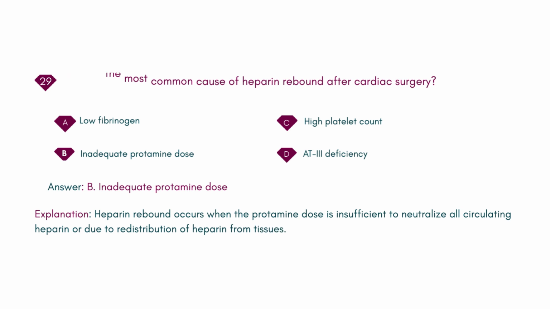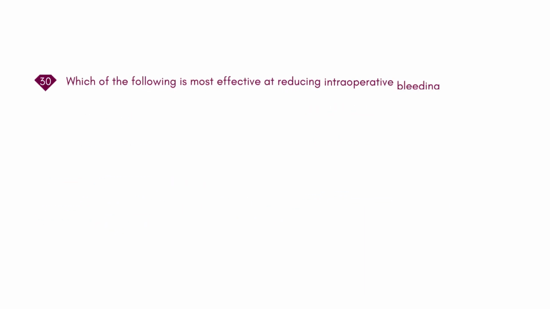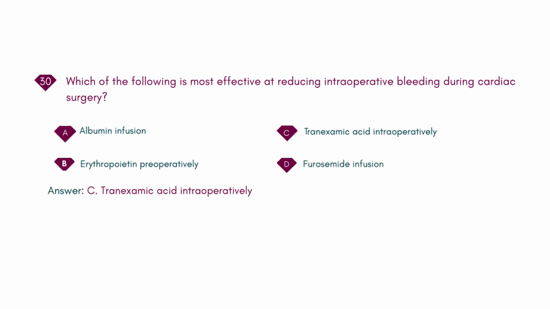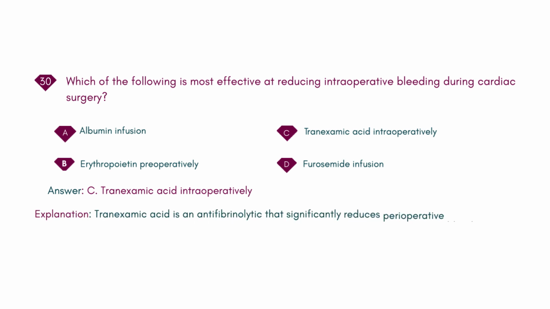heparin from tissues. Which of the following is most effective at reducing intraoperative bleeding during cardiac surgery? A. Albumin infusion. B. Erythropoietin preoperatively. C. Tranexamic acid intraoperatively. D. Furosemide infusion. Answer: C. Tranexamic acid intraoperatively. Explanation: Tranexamic acid is an antifibrinolytic that significantly reduces perioperative blood loss during cardiac surgery, especially on CPB.